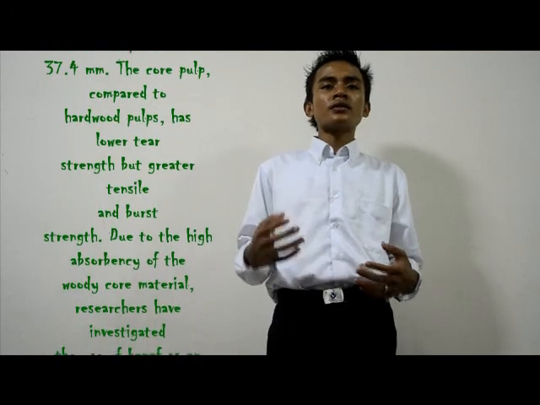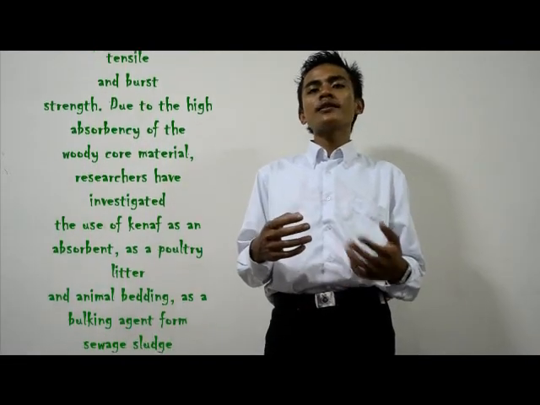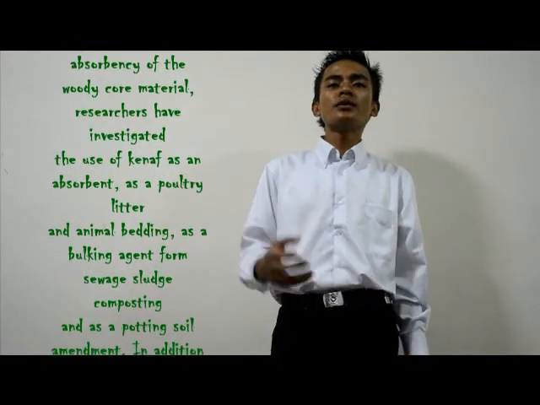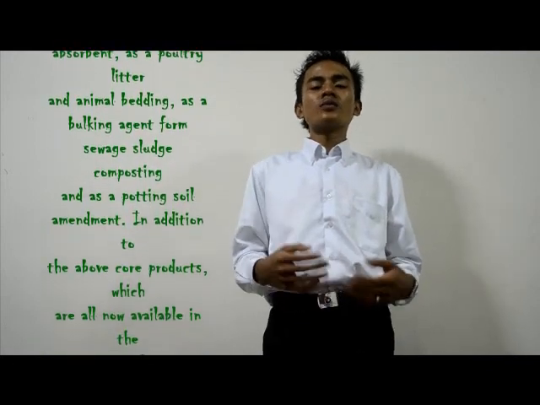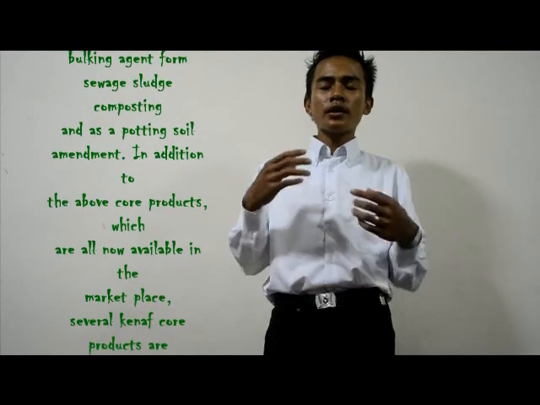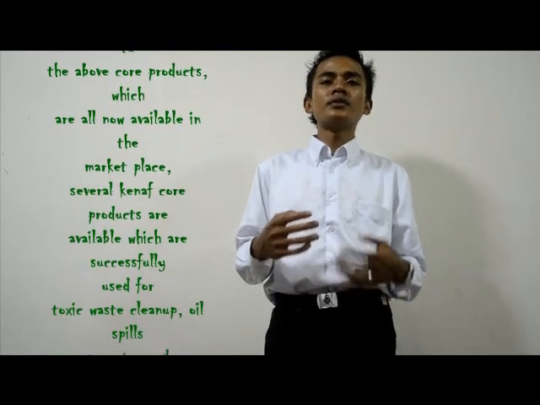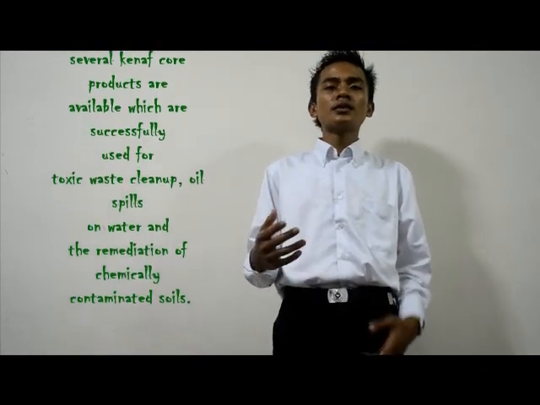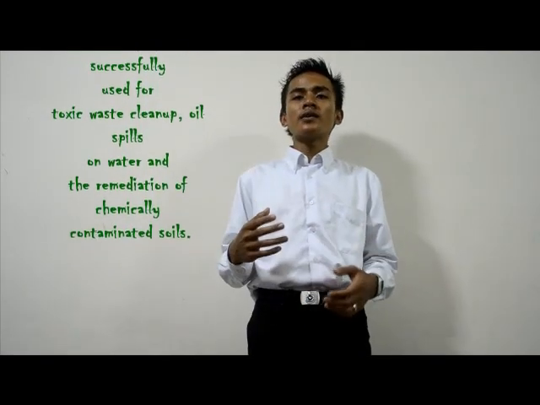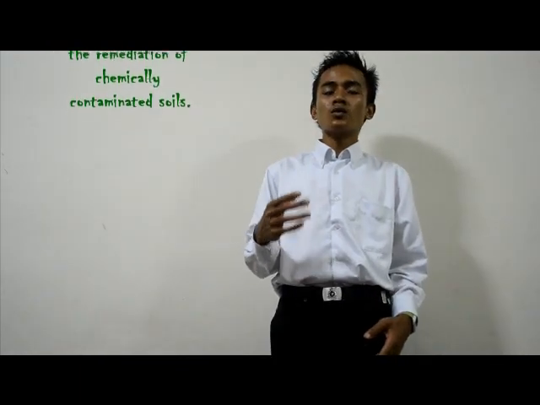Due to the high absorbency of the woody core material, researchers have investigated the use of kenaf as an absorbent and as a poultry and animal bedding, as a bulking agent for sewage sludge composting, and as a potting soil amendment. In addition to the above core products, which are all now available in the marketplace, several kenaf core products are available which are successfully used for toxic waste cleanup, oil spills on water, and the elimination of chemically contaminated soil.